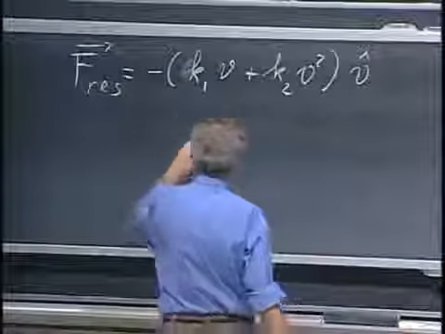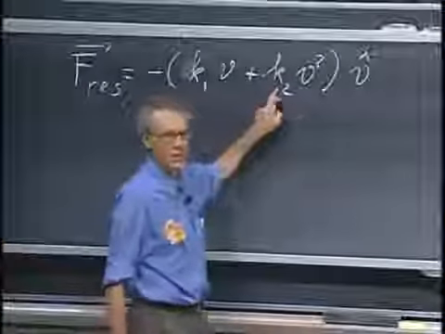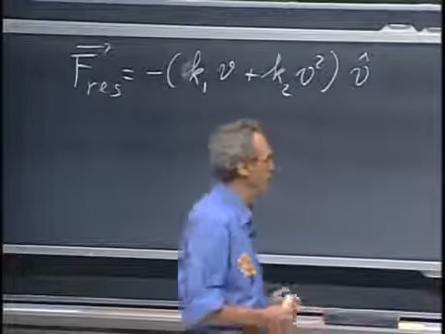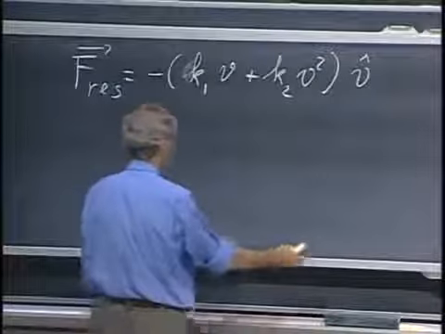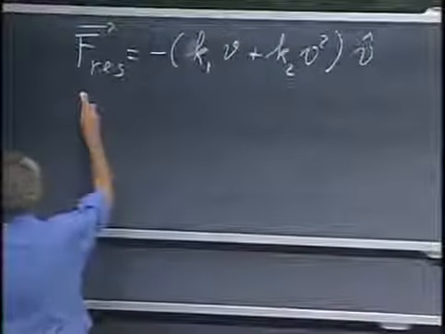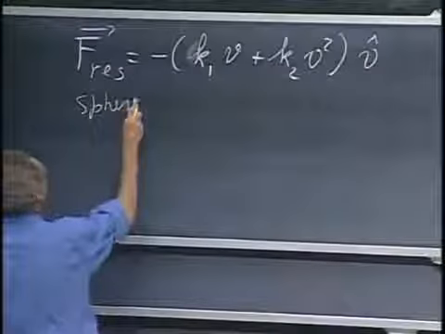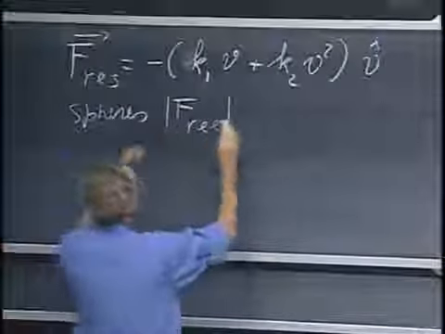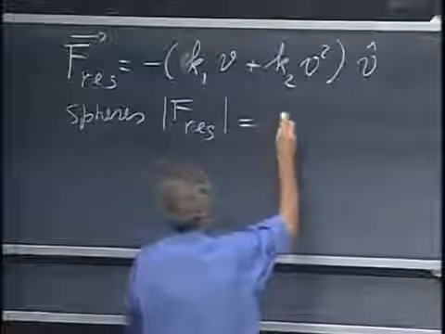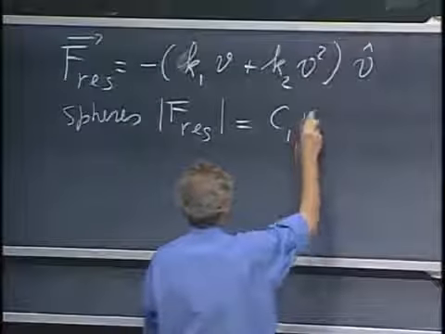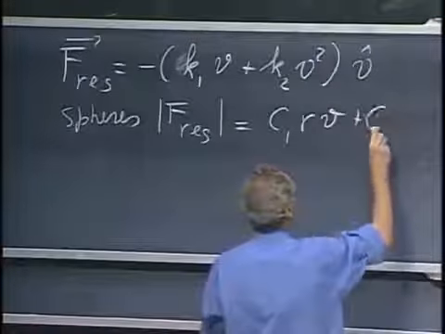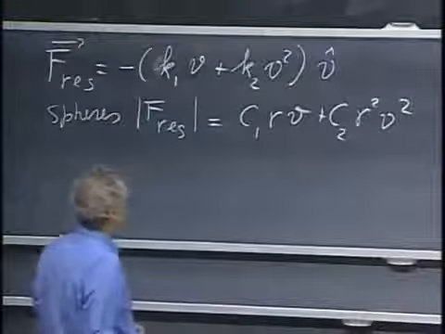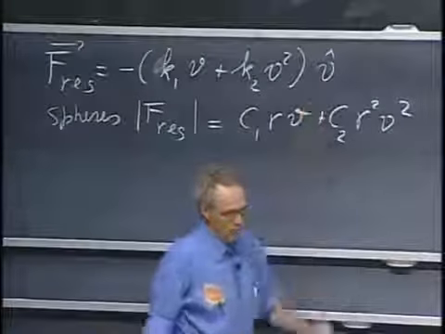And the K values depend on the shape and the size of the object and on the kind of medium that I have. Today I will restrict myself exclusively to spheres. And when we deal with spheres, the magnitude of the force equals C1 times r times the speed plus C2 times r squared times v squared. And again, it's always opposing the velocity vector.